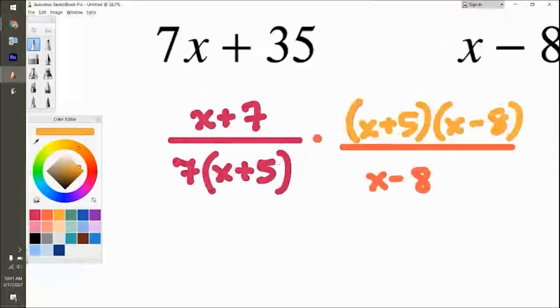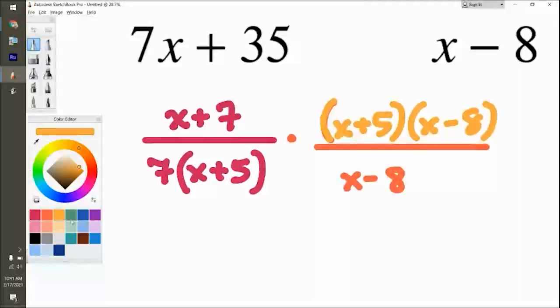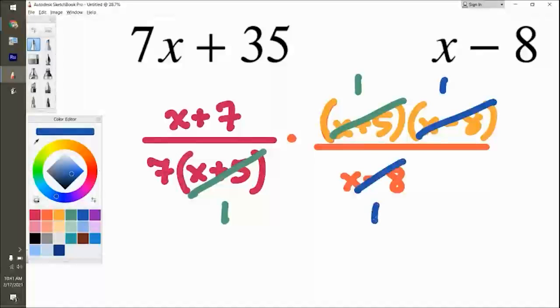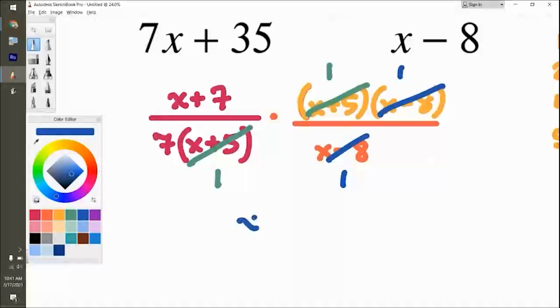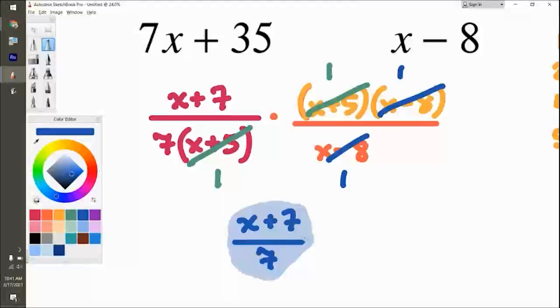Okay, and just like with the fractions, we can start simplifying things out. X plus 5 over x plus 5, that cancels, so it's 1 over 1. X minus 8 over x minus 8, that cancels. And you're left with x plus 7 over 7, and that's your final answer, essentially. A rational expression is considered completely simplified if there's no other common factors in the top and the bottom. So it's similar to how a fraction is when there's no common factors at the top and the bottom. Then you know it's fully simplified.